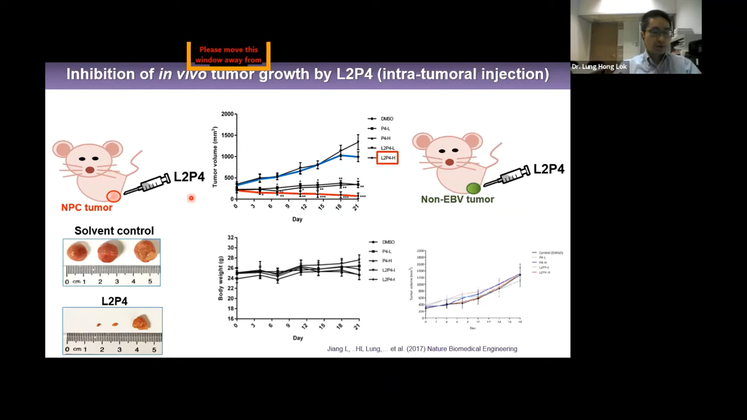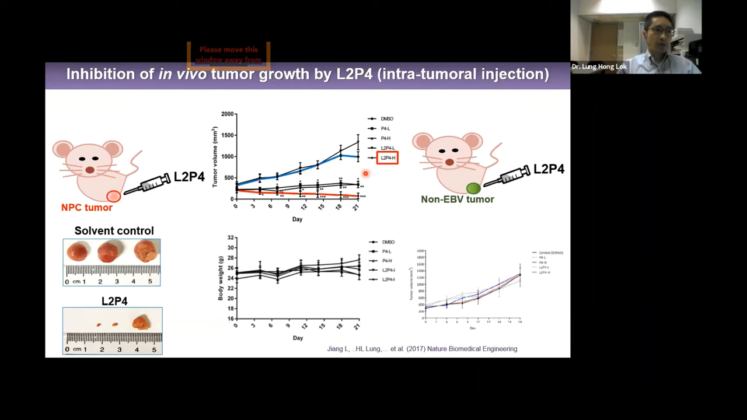So in the middle is the result. The x-axis represents the number of days after treatment, and the y-axis represents the average tumor volume. When you compare the red line, which is the treatment with L2P4, and the blue line, which is the solvent control, we also use the solvent control as a reference for comparison. As you can see, after L2P4 treatment, the tumor size is significantly reduced along all the time points. The change is huge, more than 90% tumor volume reduced. So this is good.